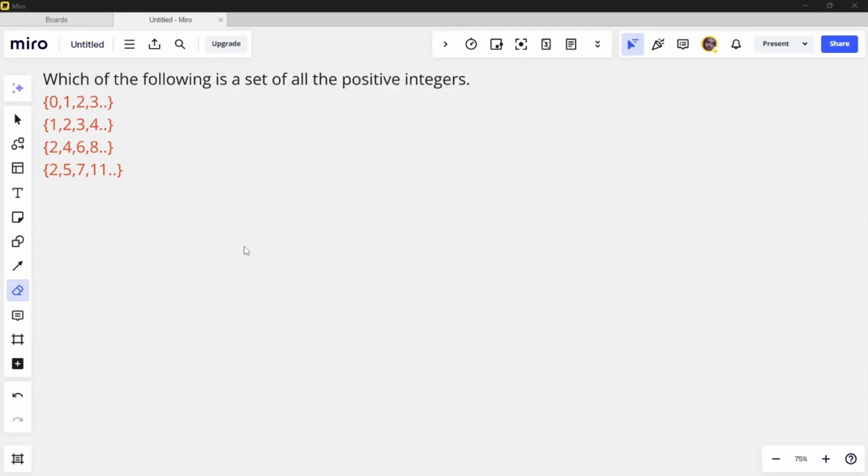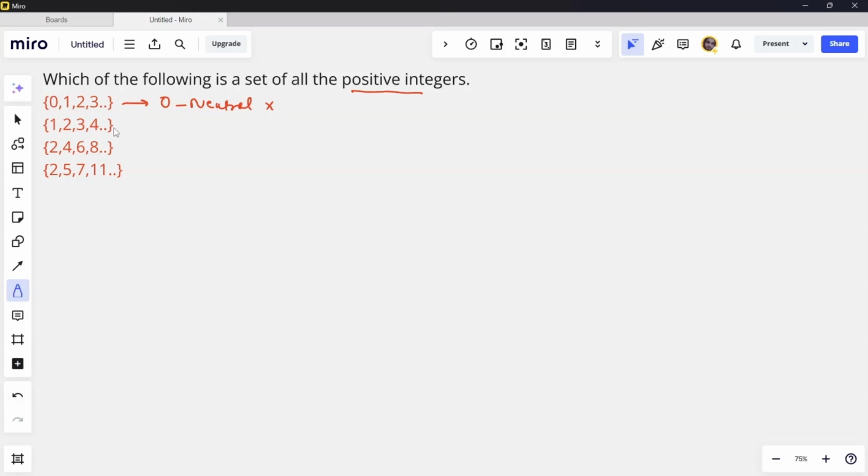So as you can see, this is our question: which of the following is a set of all positive integers? Is this option correct? Now let's check. It contains 0, and 0 is a neutral number. It means this is not a positive number, and if this number is not positive, it means this whole set is wrong.